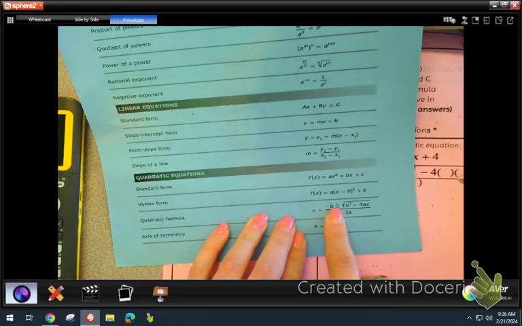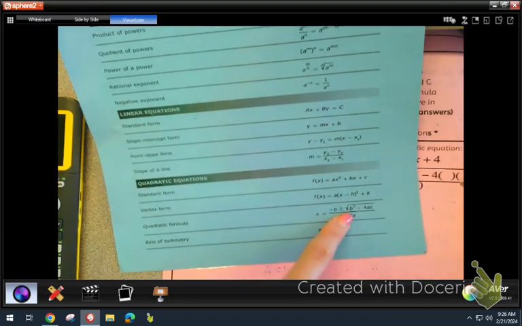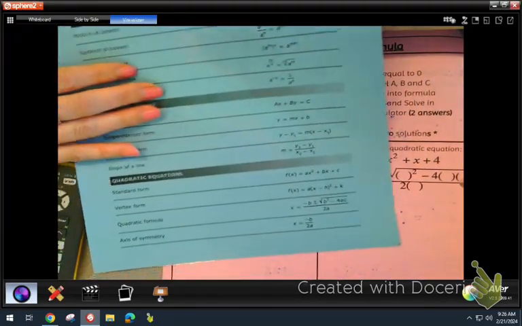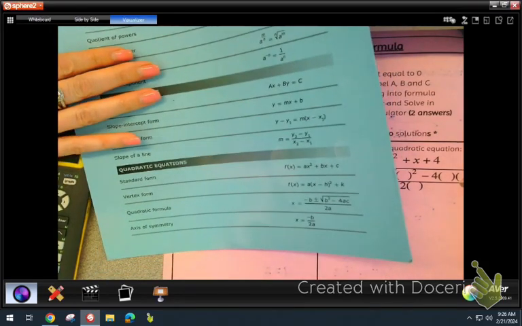Negative b plus or minus square root of b squared minus 4ac all over 2a. Are you ready? Yeah. All together now?